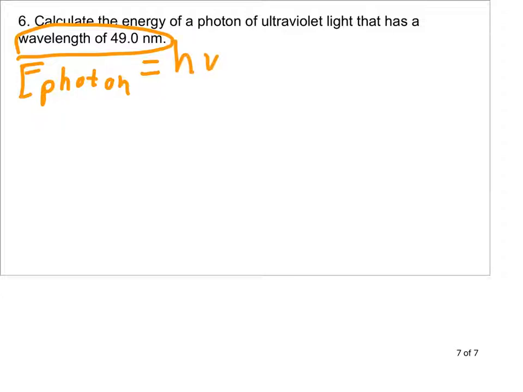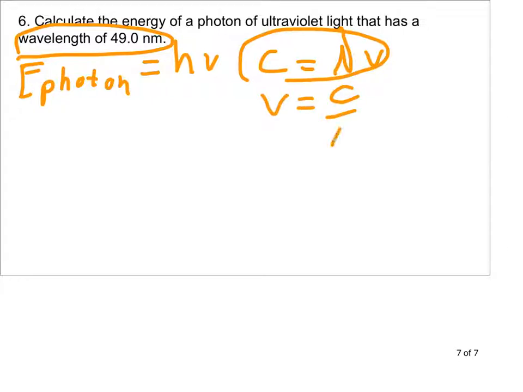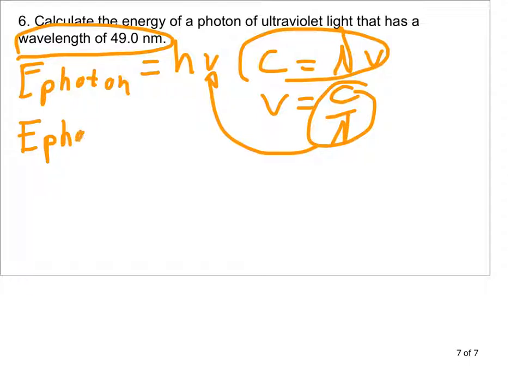It's h nu. And then earlier we used the formula c equals lambda nu. So what I'm going to do is rearrange this formula into nu equals c over lambda, and then we substitute this in place of that. So our new formula becomes energy of a photon equals h times c over lambda.